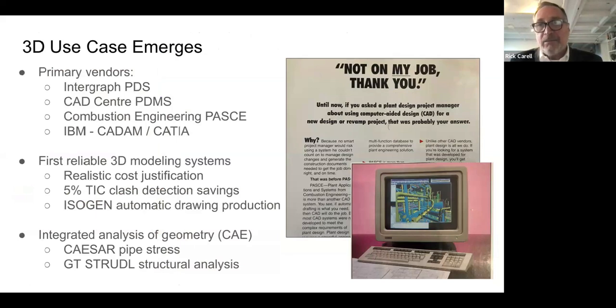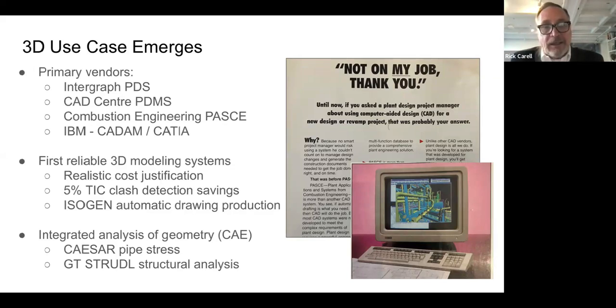So finally, the 3D use case begins to emerge, right? Something that couldn't be done before is now being done. Your primary vendors are Intergraph, CAD Center, Combustion Engineering Pace, and to a lesser extent IBM CATIA, CADAM CATIA. They could never figure out where one ended and one began. But you have the first reliable 3D modeling systems. You have realistic cost justification, a reduction in total install cost due to clash detection, and the automatic production of the isometrics. That was a big labor savings.